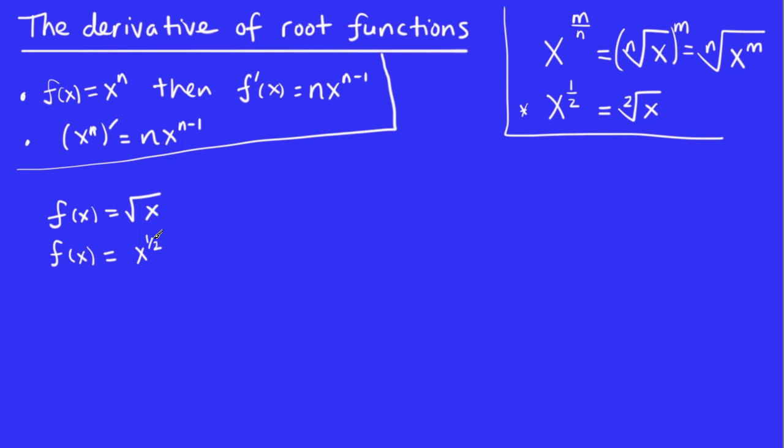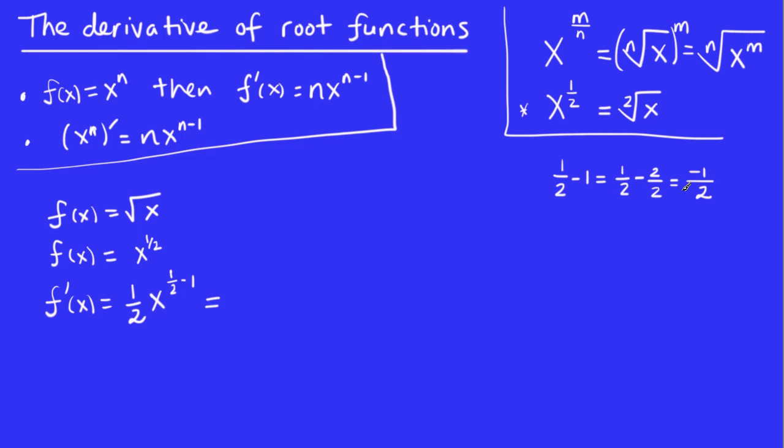n is going to be 1/2. So let's do the derivative. As we saw, we bring the exponent to the front, make it a coefficient. And then up top here, we do n minus 1. So 1/2 minus 1. Now, a half minus 1, do we know what that is? I hope so. A half minus 1 is, let's get a common denominator by writing 1 as 2 over 2. 1 minus 2 is negative 1.